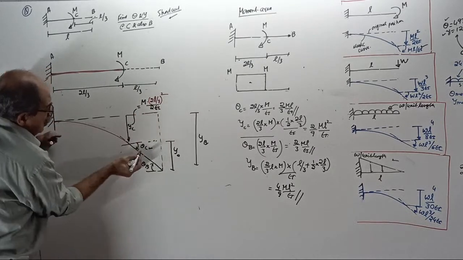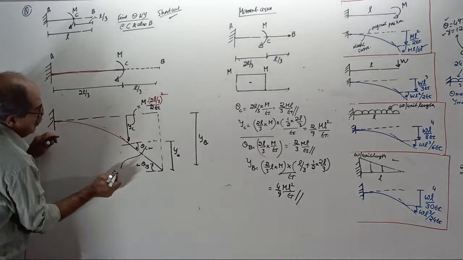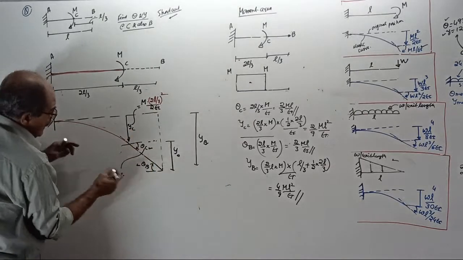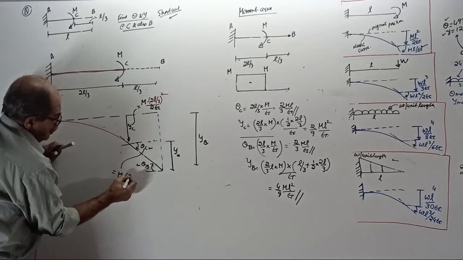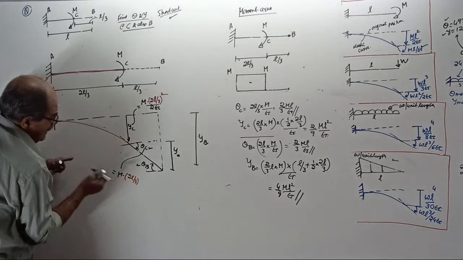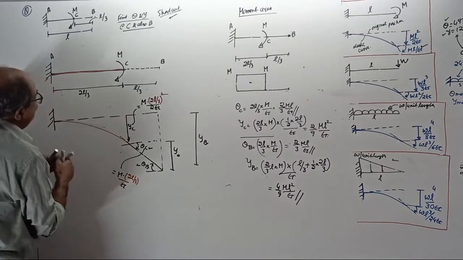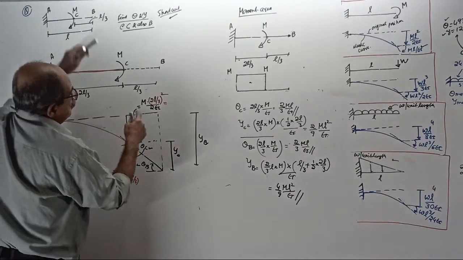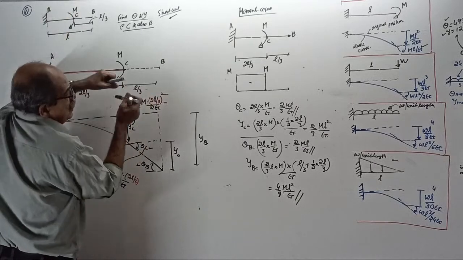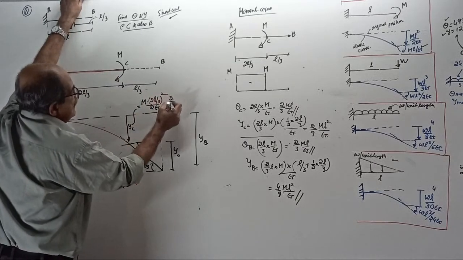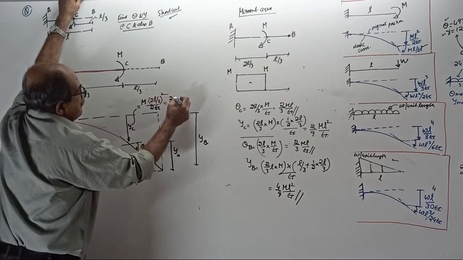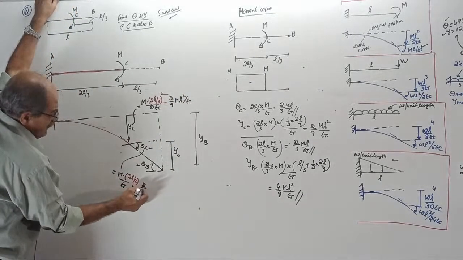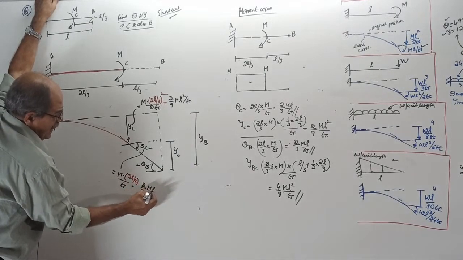And slope equal to M into the slope at the free end, ML by EI. M into L, where L is 2L by 3, by EI. Why? Length is this span. Okay, the answer: 2 square is 4, it is 2 by 9 ML square by EI. This is 2 by 3 ML by EI.